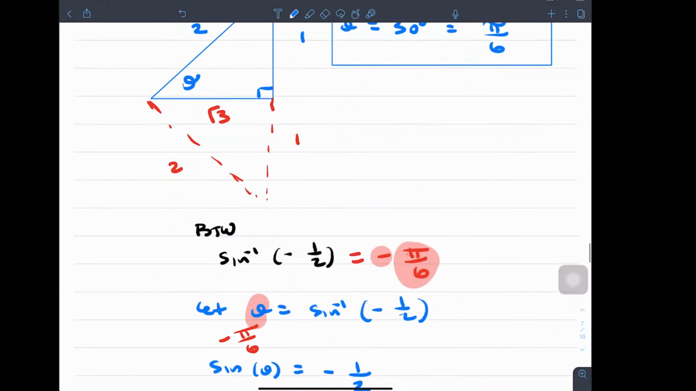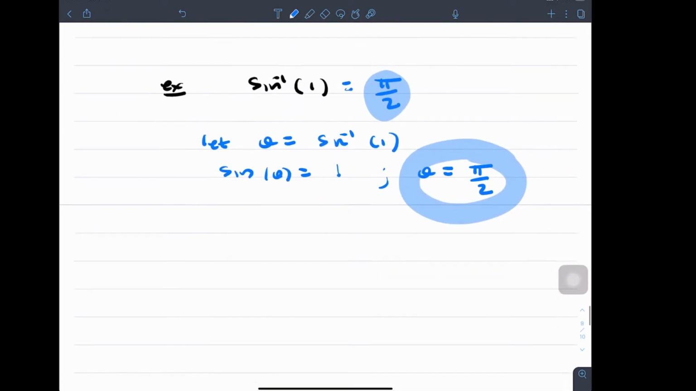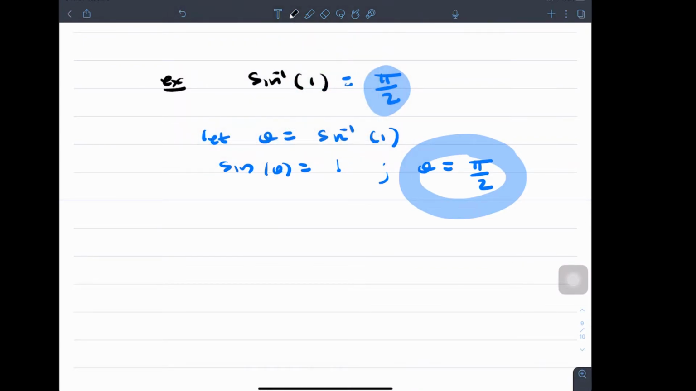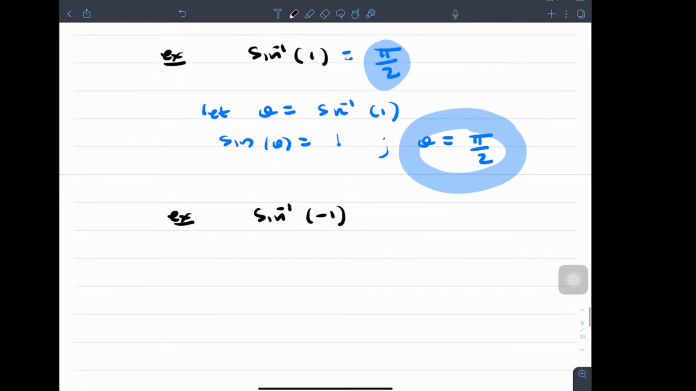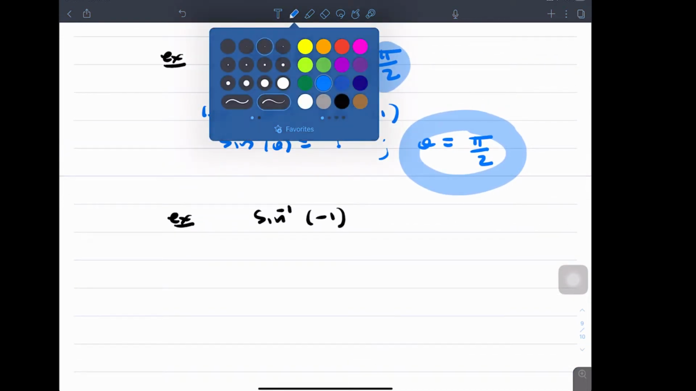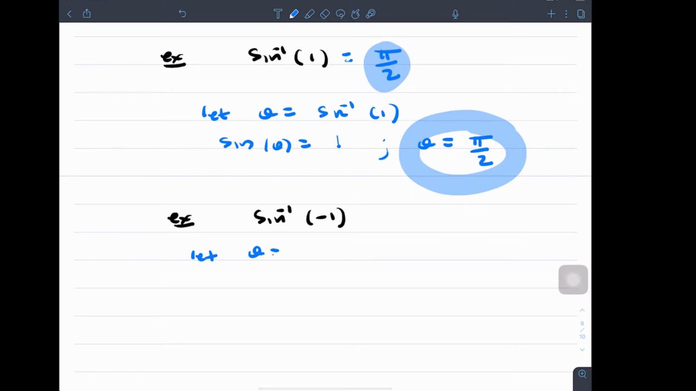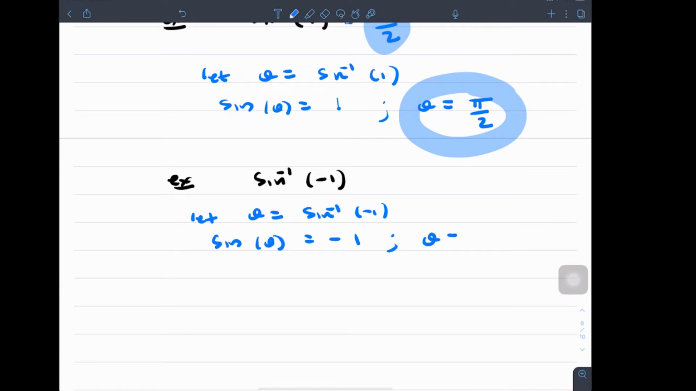All right, and they give you the following now. So we're going over these kind of ideas. Inverse sine of -1. Okay, compare and contrast. You're going to go through the same process. You let theta be what? Inverse sine of -1, which means sine theta equals what? -1. What do you think theta is going to be? When is sine theta -1, ladies and gentlemen? It's negative what? Pi over 2.